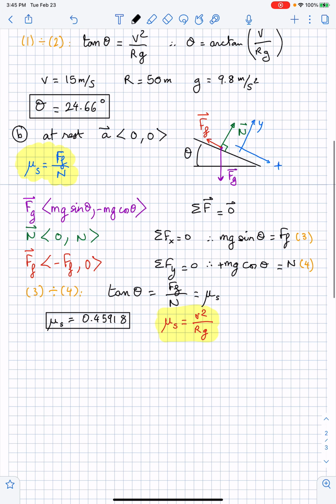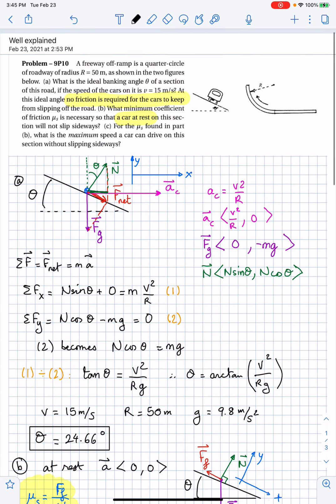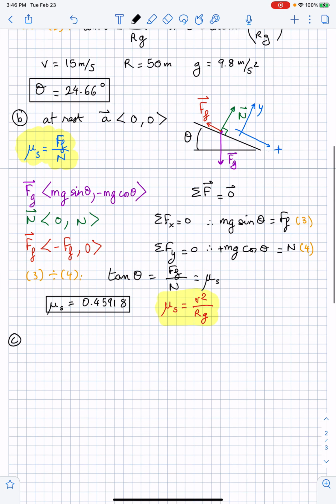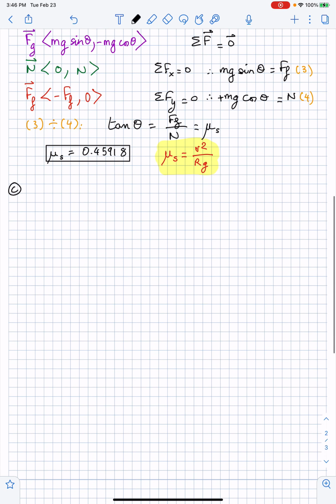Part C. What are we asked to do in part C? For this coefficient of friction found in part B, what is the maximum speed a car can drive on this section without slipping sideways? Okay, so we are looking for the maximum speed we can drive on this road.